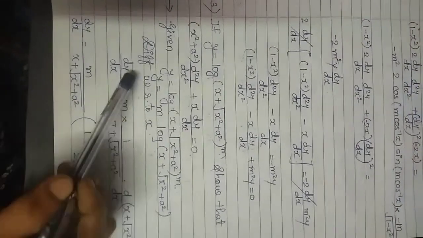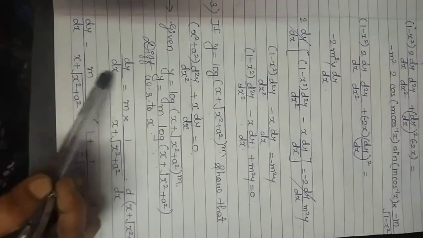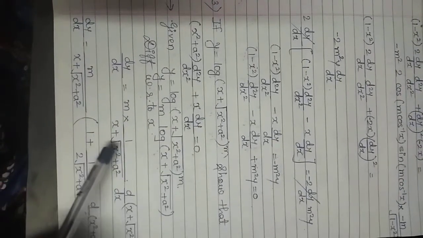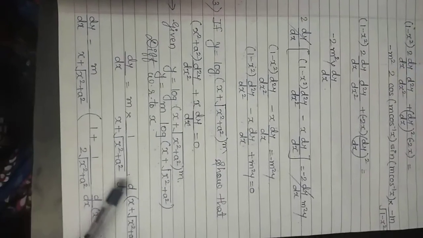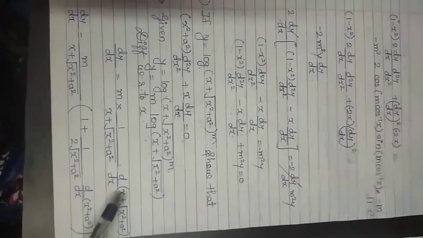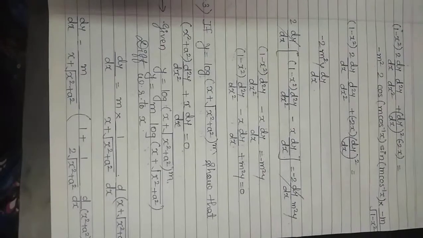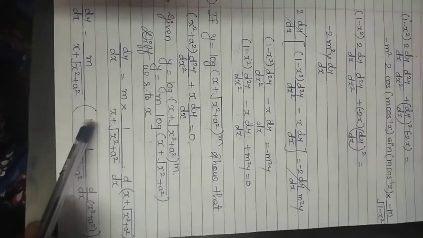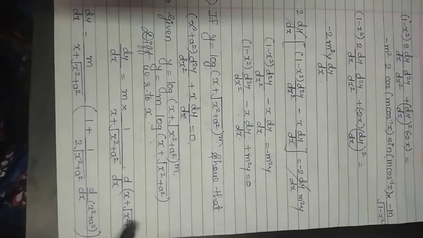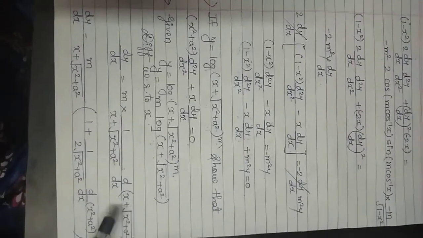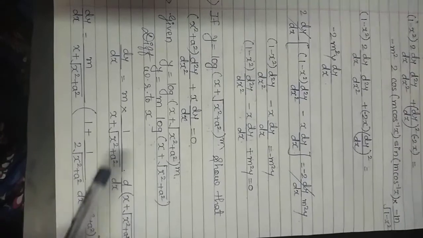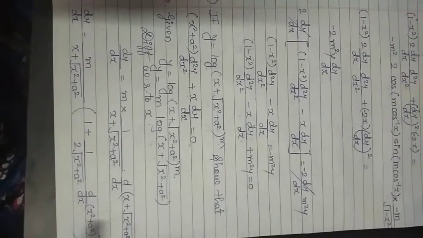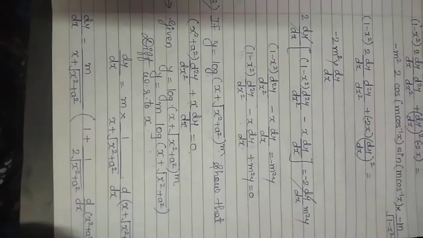Now we differentiate this with respect to x. So derivative will be m constant, 1 upon x plus under root x square plus a square into derivative of x plus under root x square plus a square. So this term will be as it is. Derivative of x is 1 and derivative of root x is 1 upon 2 root x. So derivative of root of x square plus a square will be 1 upon 2 into root of x square plus a square into derivative of x square plus a square.